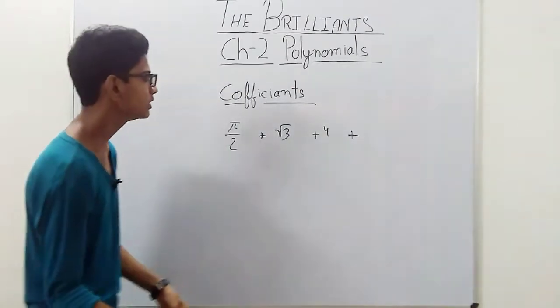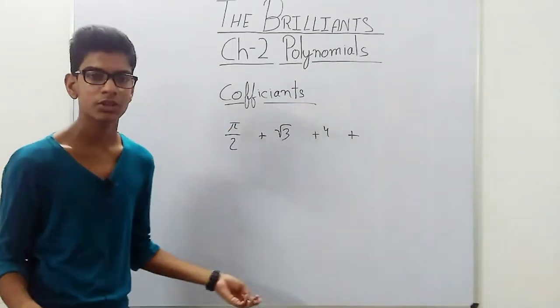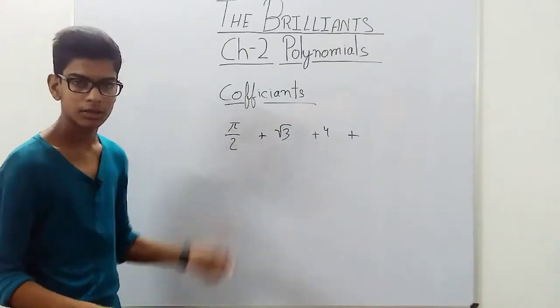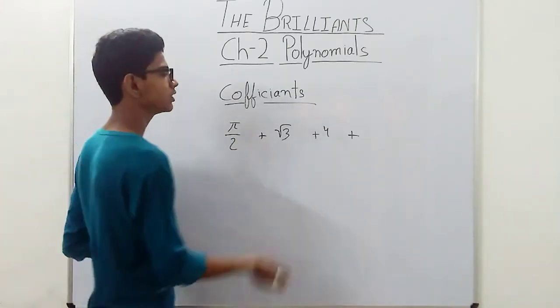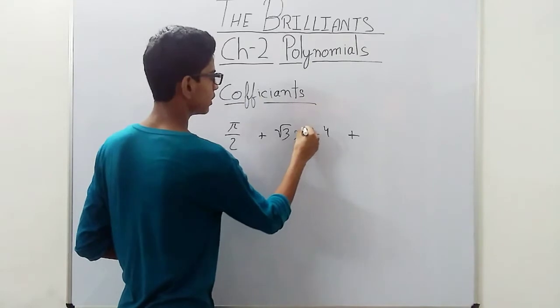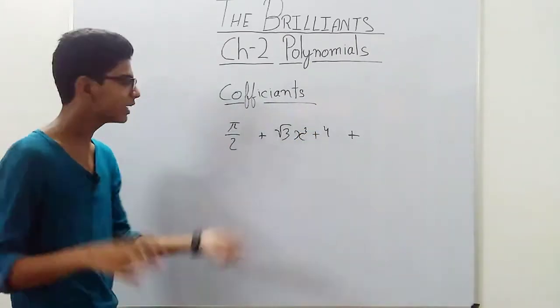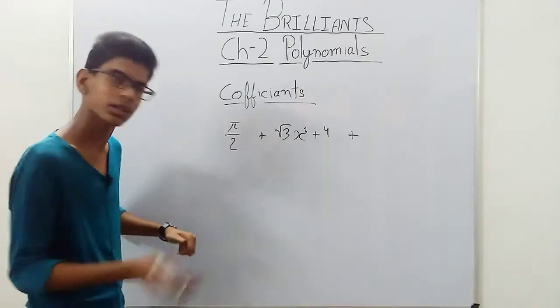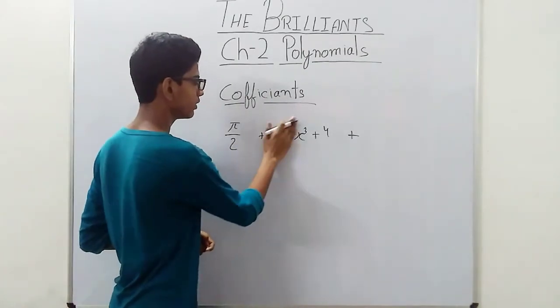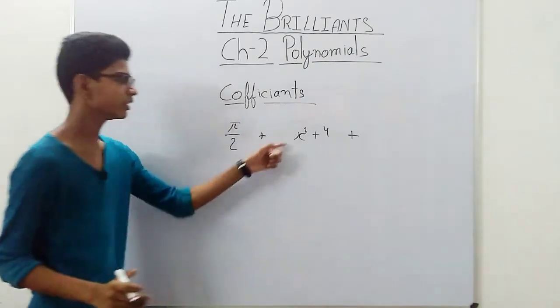Simple. We just find the coefficient of a variable. But we can also find the coefficient of a numerical value. If this is under root 3 x cube and we want to find the coefficient of under root 3, then we erase the under root 3 and we can say that the coefficient of under root 3 is x cube.